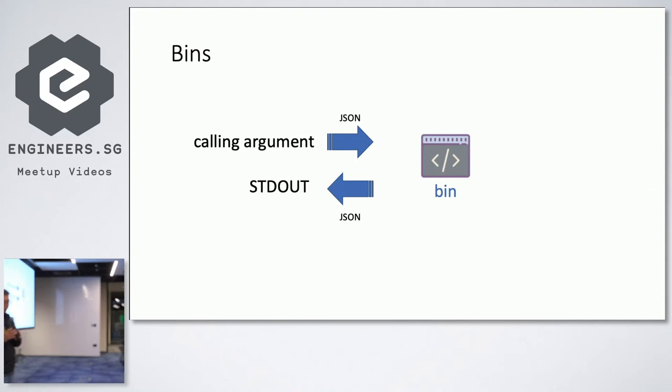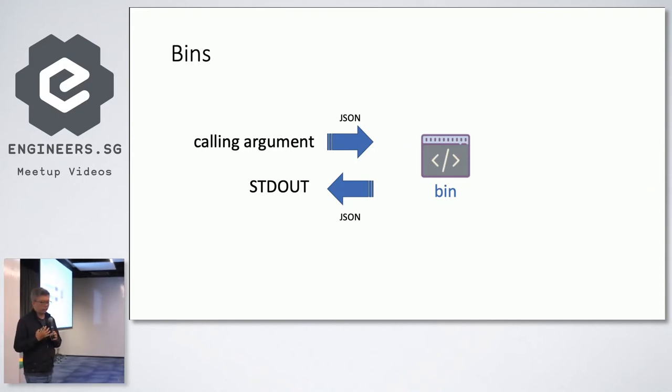In fact, the main difference is really that CGI uses environment variables, right? Here, I pass through entirely through JSON. There are no environment variables involved. So it's really, really independent.